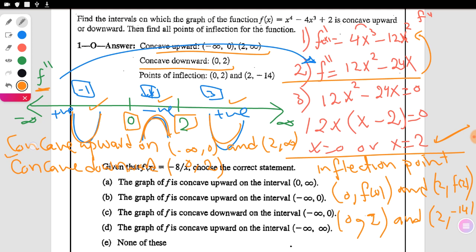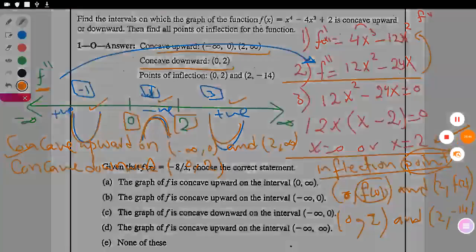Here we identified the intervals in which the function is concave upward or downward by using the second derivative. An inflection point means I have an x and y coordinate, the two coordinates, here at 0 and f at 0. How to find f here? Not the first derivative, I have to replace in the original function to find the y coordinate. I hope you understand.